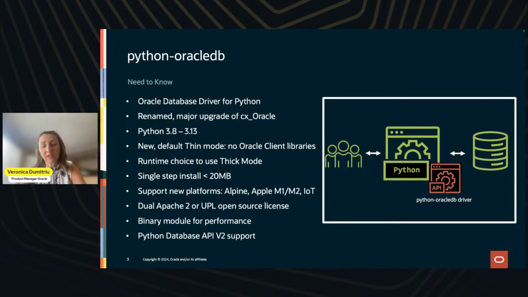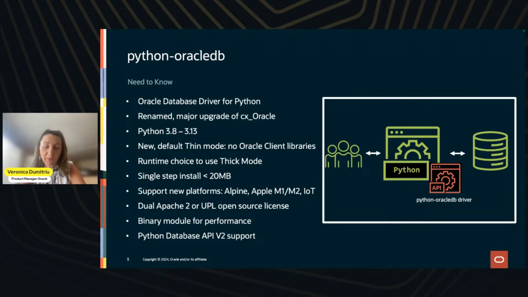Optionally, you can run everything in thick mode, and when you run your applications in thick mode, you do use those Oracle Client libraries. So in that regard, it makes it the same as cx_Oracle. In this new version, the runtime choice to use thick mode is not the default. By default, you run in thin mode. You need to make a call to a function to enable thick mode. I'm going to talk about that one in the next slide.